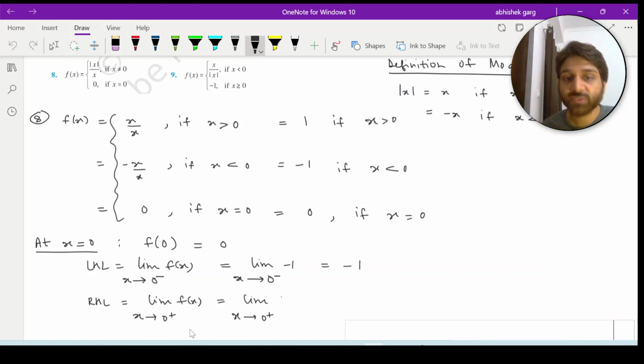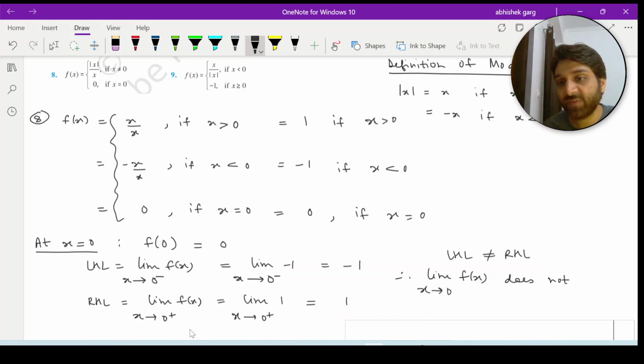So the value of the function is 1 in this case, and this will be equal to 1. So you can see that LHL is not equal to RHL, and therefore the limit does not exist. Limit f(x) as x tends to 0 does not exist, and if the limit itself does not exist, the function cannot be continuous.